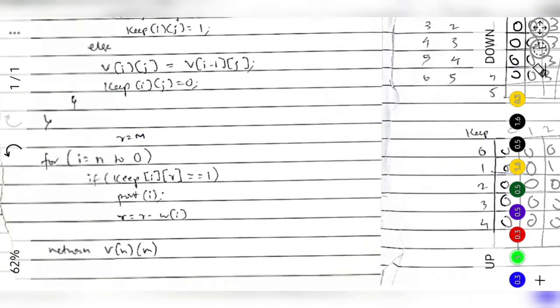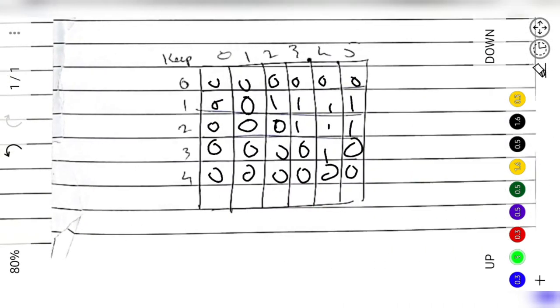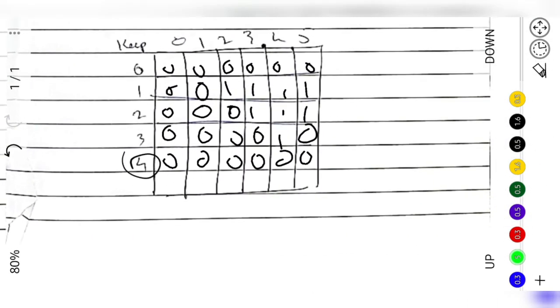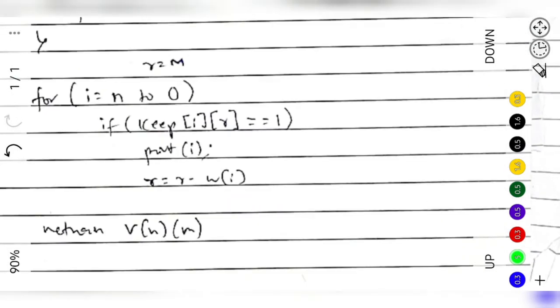After that, what we have to do is the simple solution, a simple for loop which will be running from n to 0. What does n to 0 mean? N is 4. The loop will be running in reverse order from 4 to 0. And in this loop, what will we be doing? We'll be checking if keep of I and r is equal to 1. What is keep of I and r? R is m, m means 5.